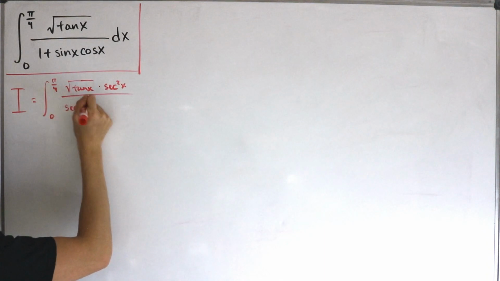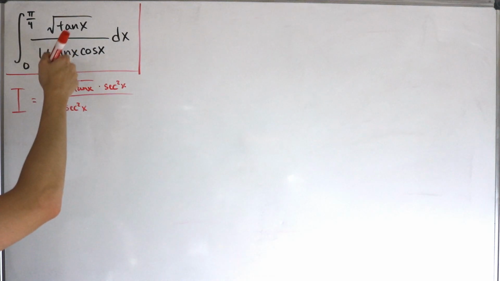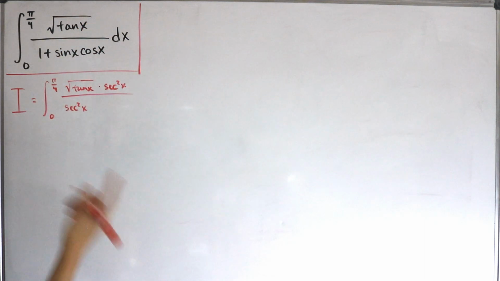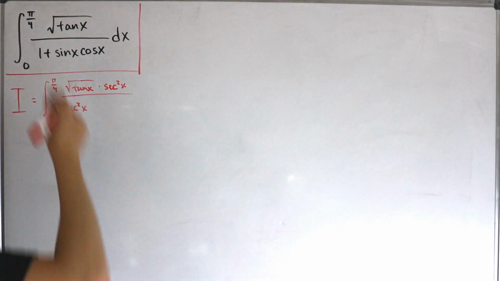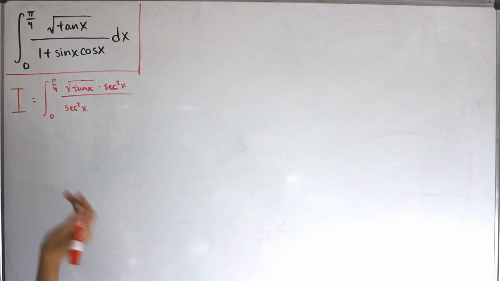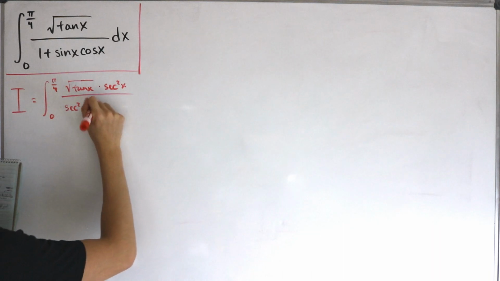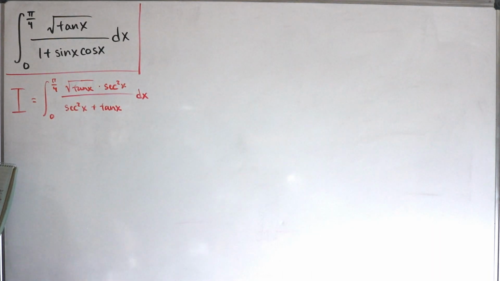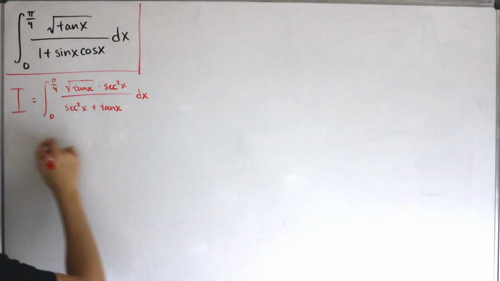It's just secant squared x over here, and then I have sine x cosine x. Secant squared of x is the same thing as 1 divided by cosine squared of x, which cancels out one of the cosines, and then we have sine divided by cosine, which is simply tangent x, and then dx.